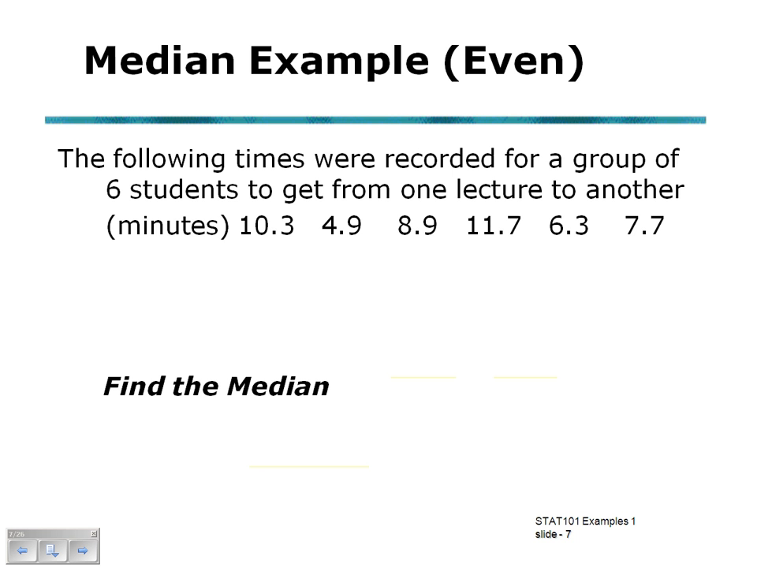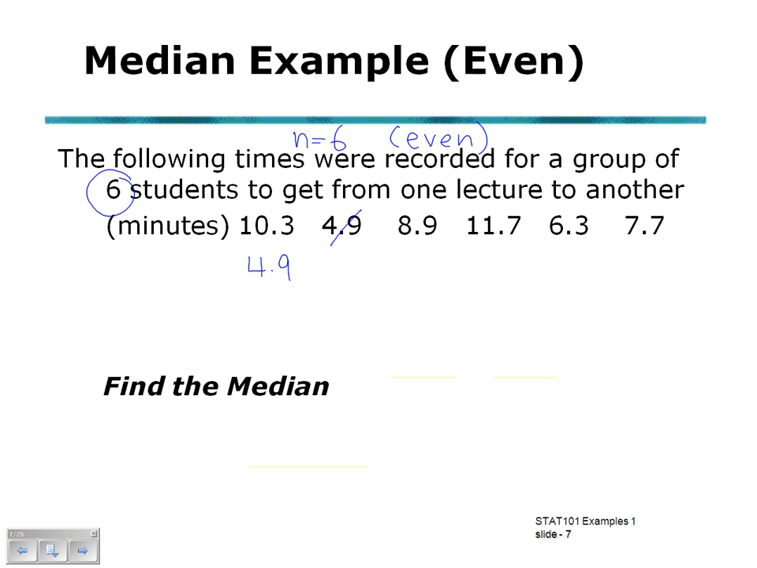Moving on to a median example where we've got an even number in the data set. We have got a group of 6 students this time, so n is 6. And these are the times recorded for a group of 6 students to get from one lecture to another in minutes. The first thing we need to do is put our data once again into order.